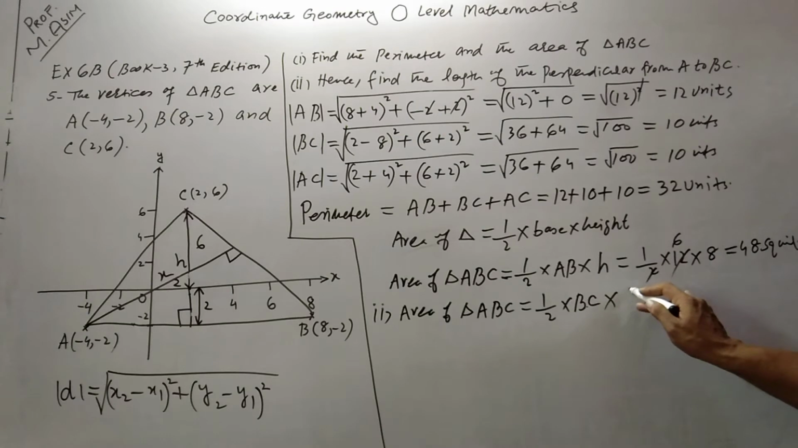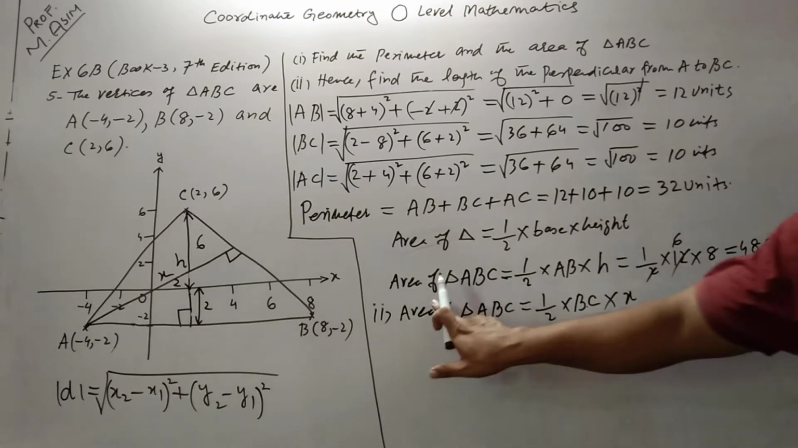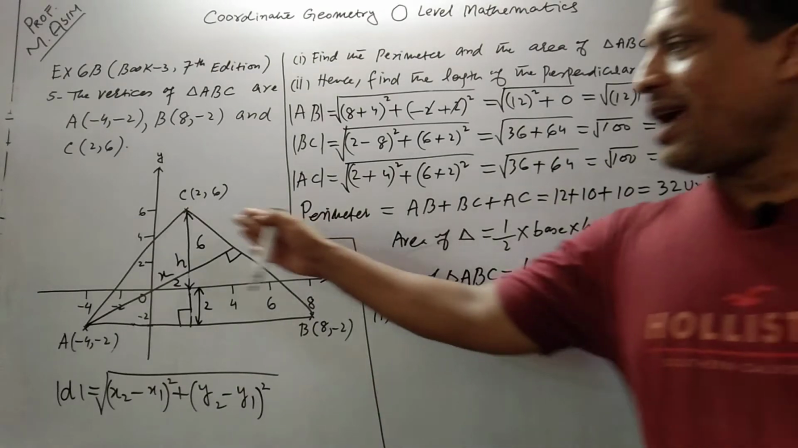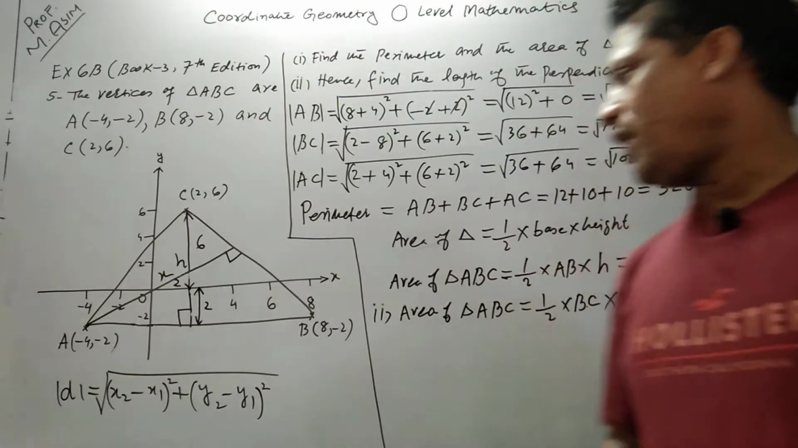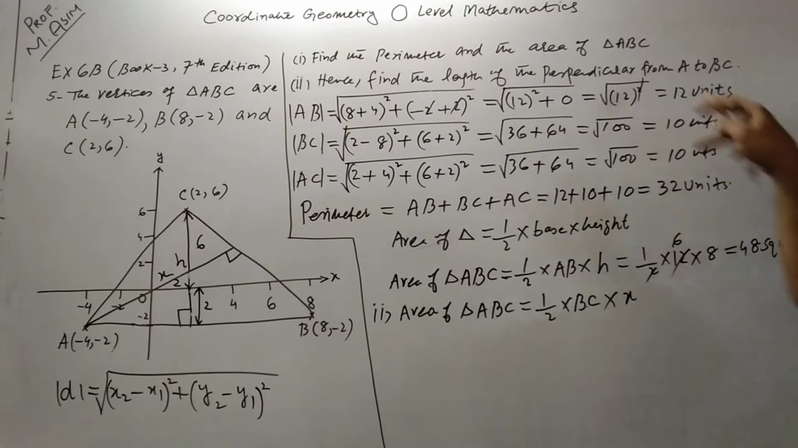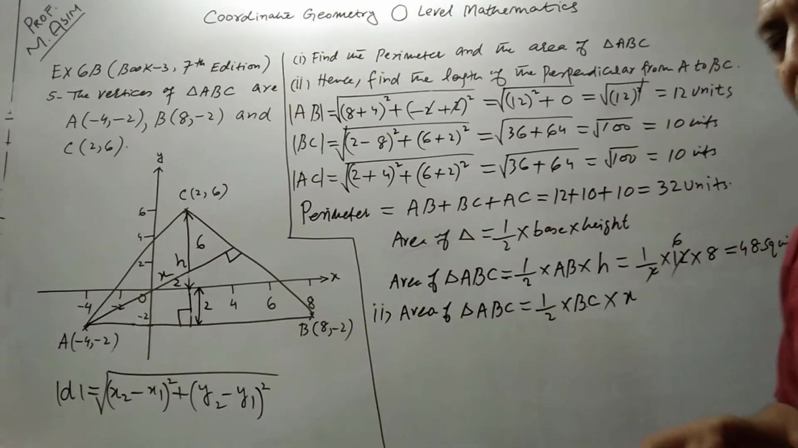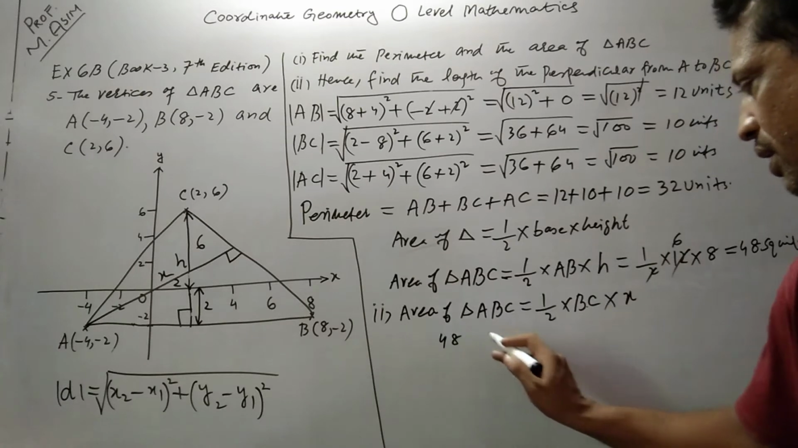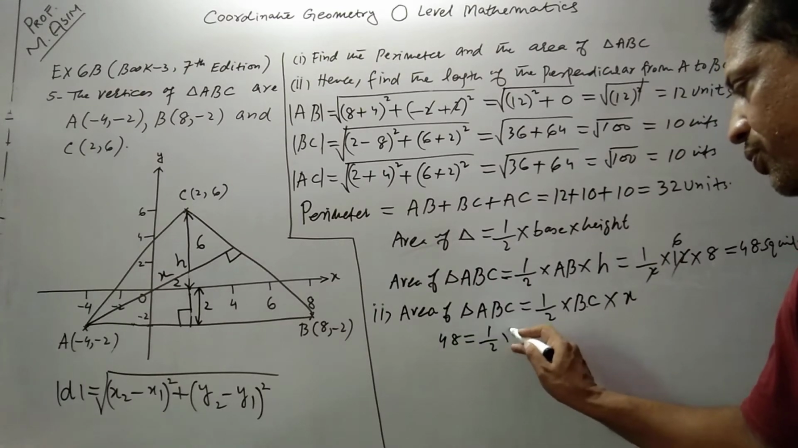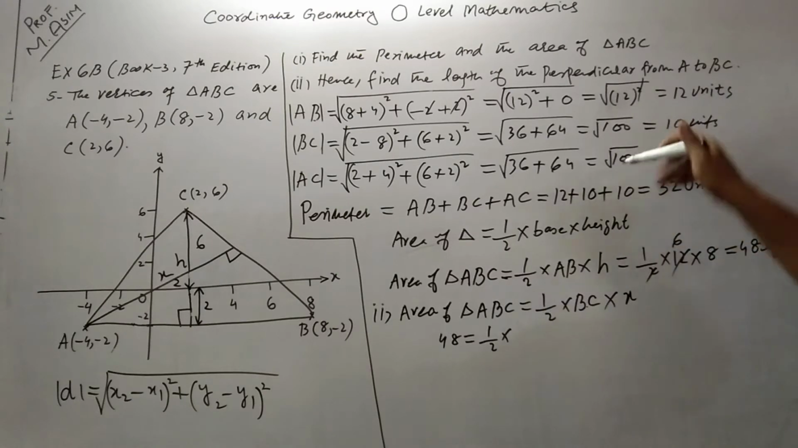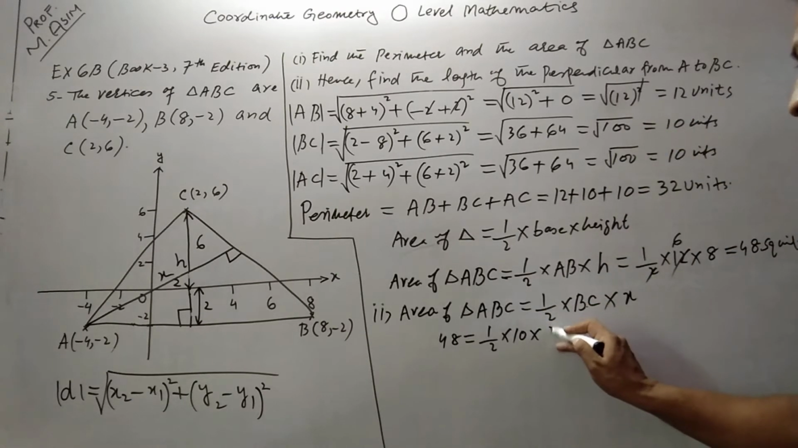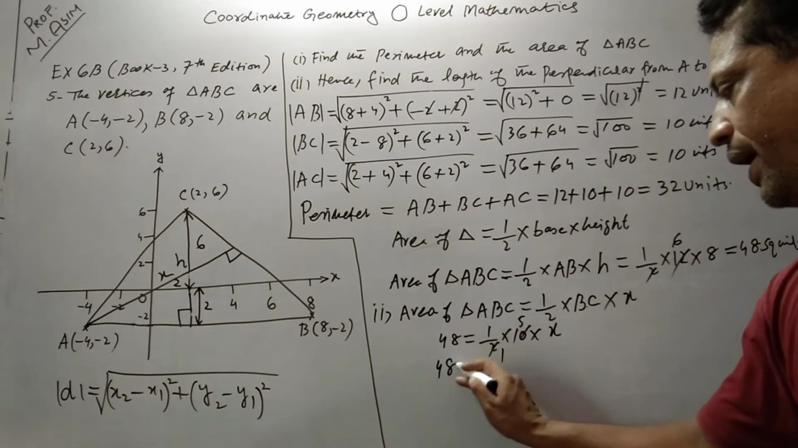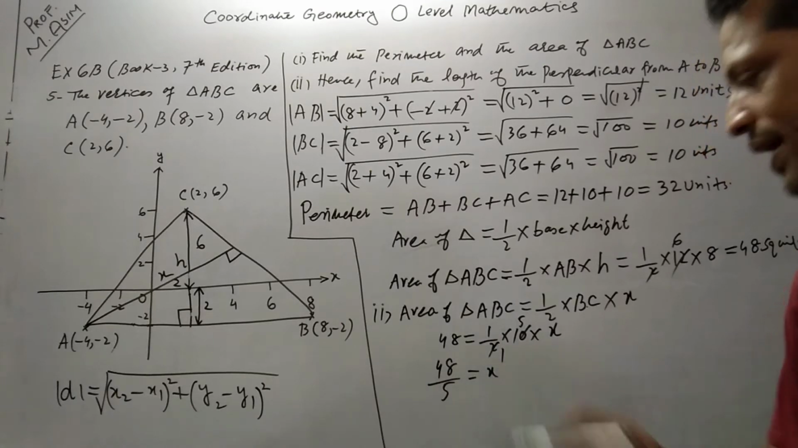So BC into X. But if we change the base or we change the height, the area of the given figure doesn't change. So in part 1 the area is 48, therefore in part 2 the area is also 48. So replace area of triangle ABC by 48 is equal to 1 upon 2 into BC. BC we have already found, 10, into X. 2 ones are 2, 2 fives are 10.